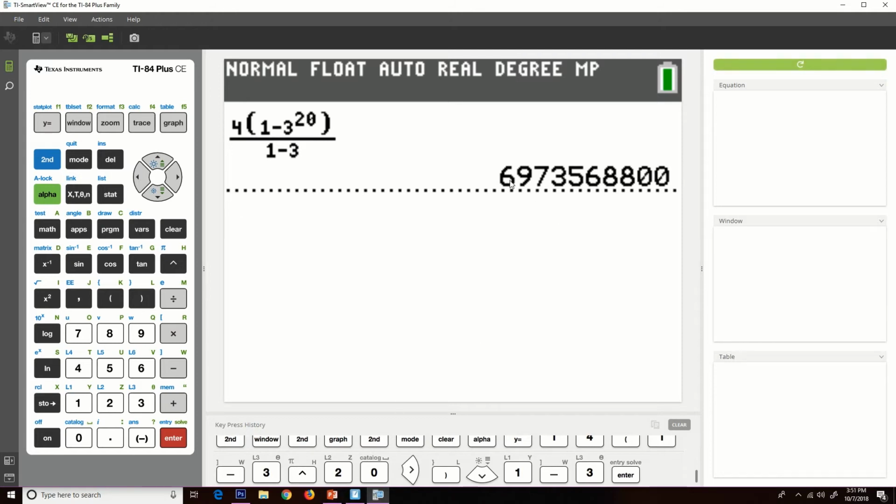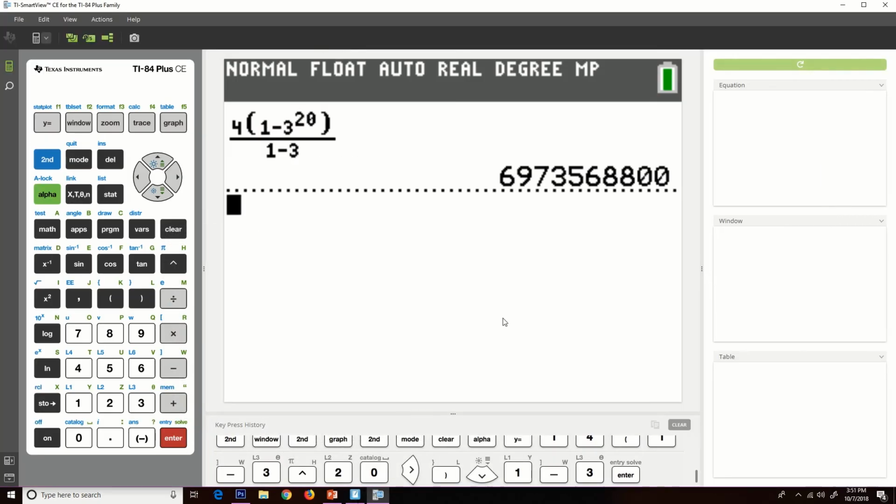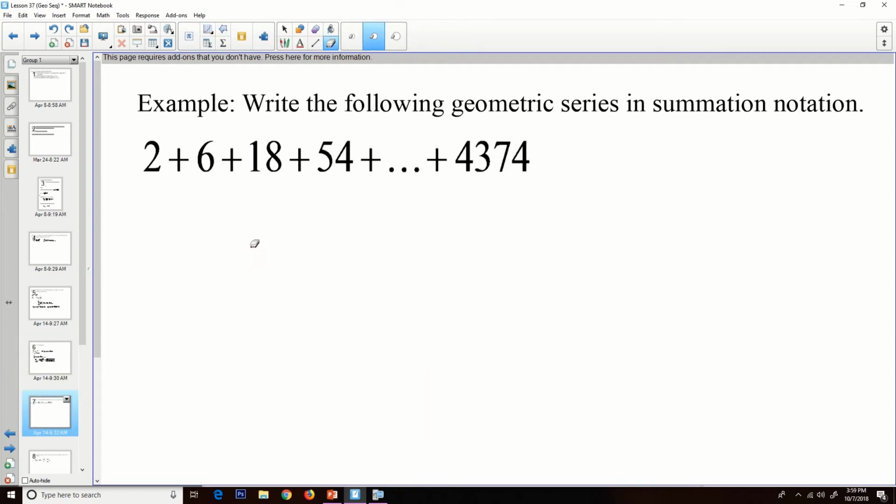Let's see here. 6973, 568800. So comma there, comma there, comma there. 6,973,568,800 is that total. Okay, so our next example here: write the following geometric series in summation notation.